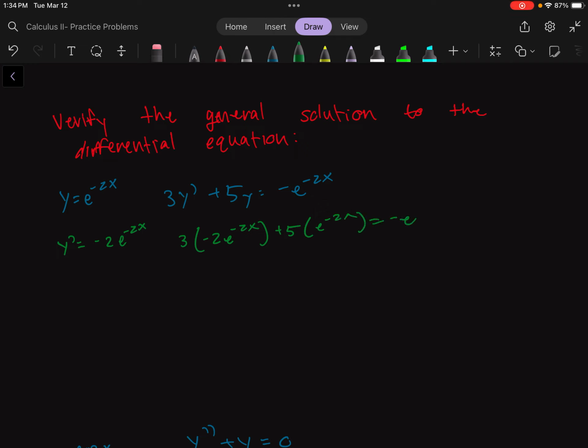Does this equal negative e to the negative 2x? In other words, is this the correct general solution to the differential equation? Well, let's see. We have a negative 6e to the negative 2x plus 5e to the negative 2x. And I'd say that that does simplify to negative e to the negative 2x. So yes, this is a solution to this differential equation. So yes, it was a solution.